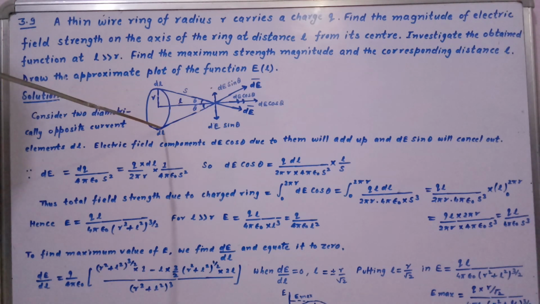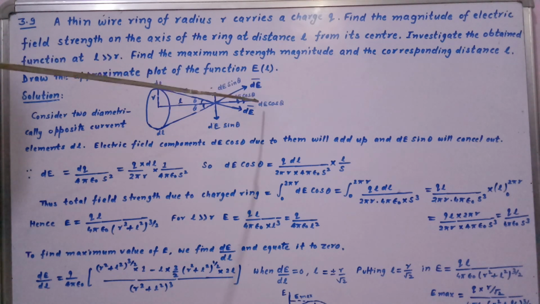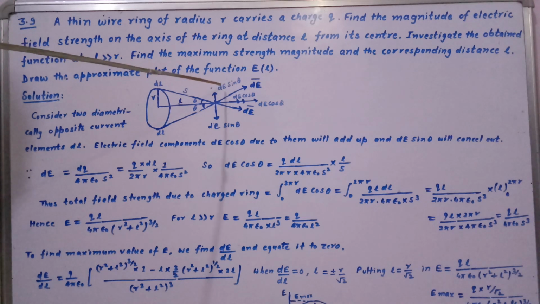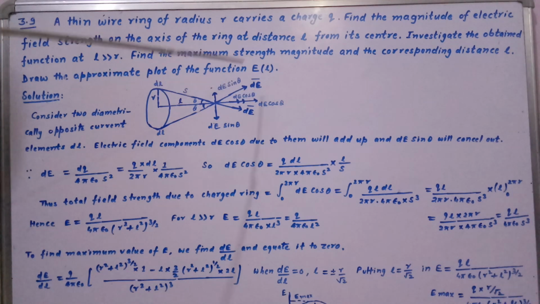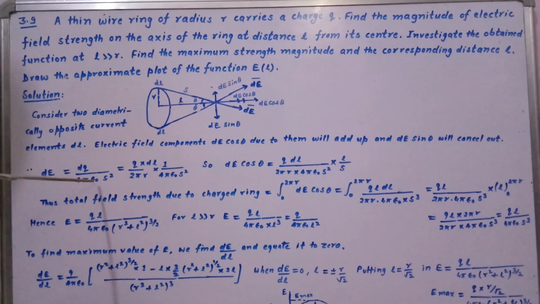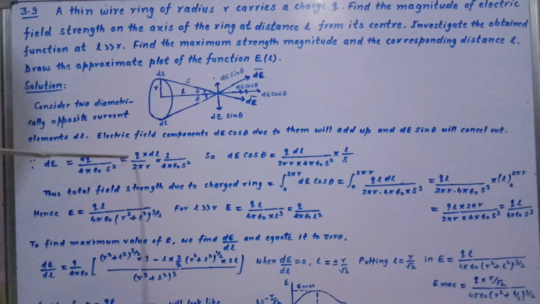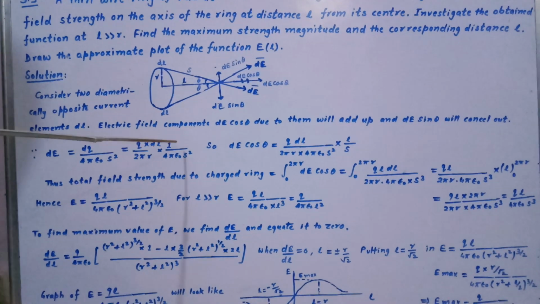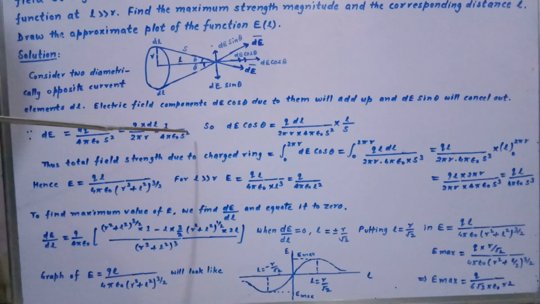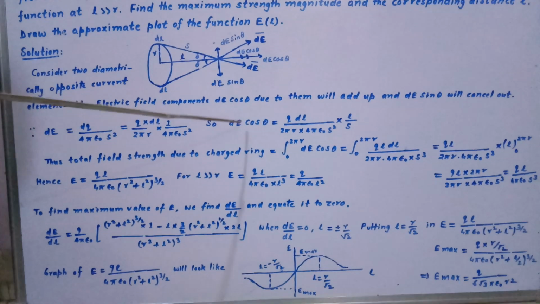Similarly, due to this element, the electric field will be in this direction and its components will be dE sin theta upward and dE cos theta in this direction. So it is clear that the dE sin theta components will cancel out and the dE cos theta components will get added up. Now dE will be given by dq divided by 4 pi epsilon naught S square. So we put the value of dq, that is Q dl divided by 2 pi R, times 1 upon 4 pi epsilon naught S square. Then we find dE cos theta.